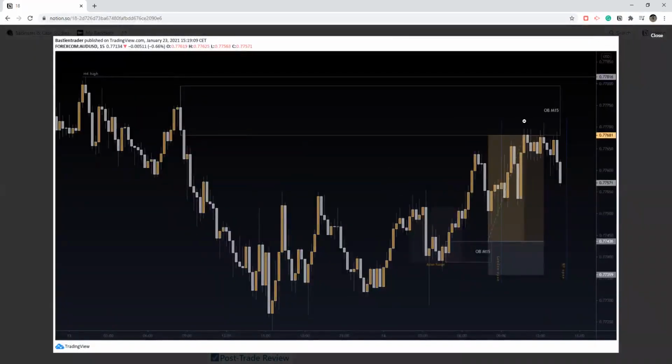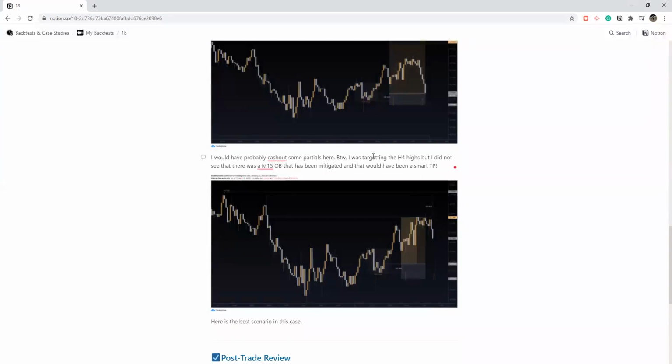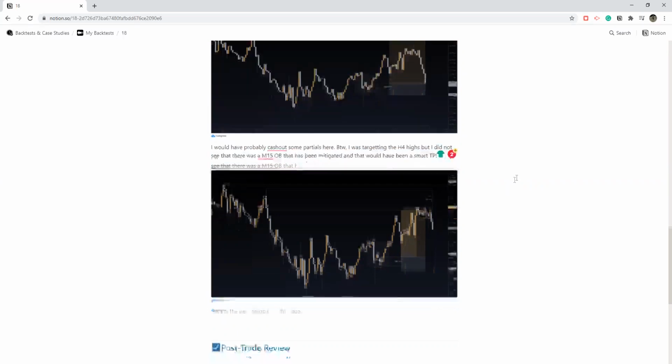Definitely. And by the way, I was targeting the 4H high, but I did not see that there was a 15-minute to get it. I would have smashed a smart. That would have been a smart take profit.